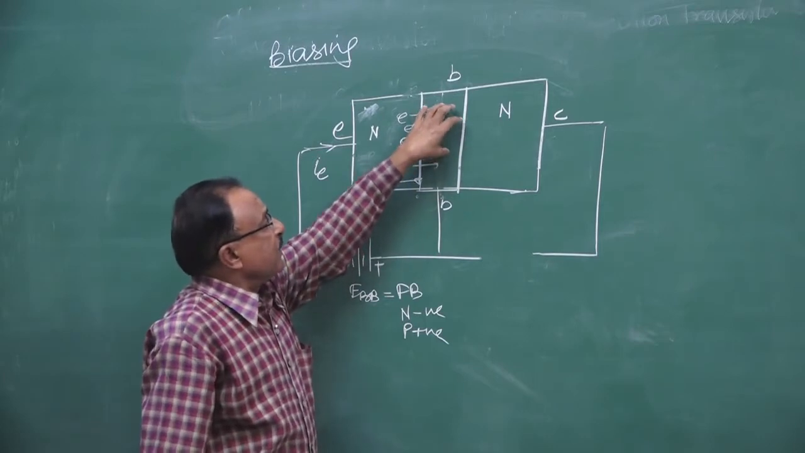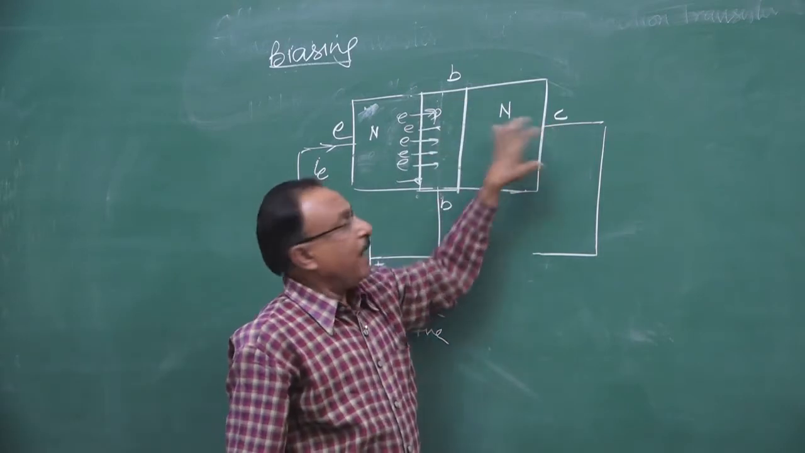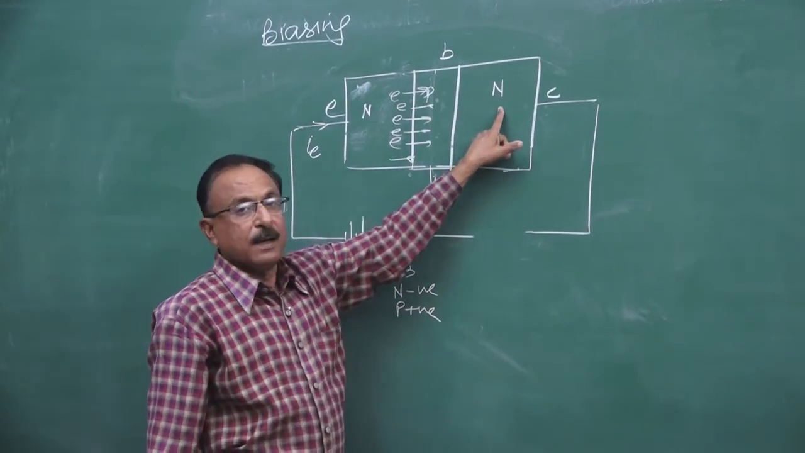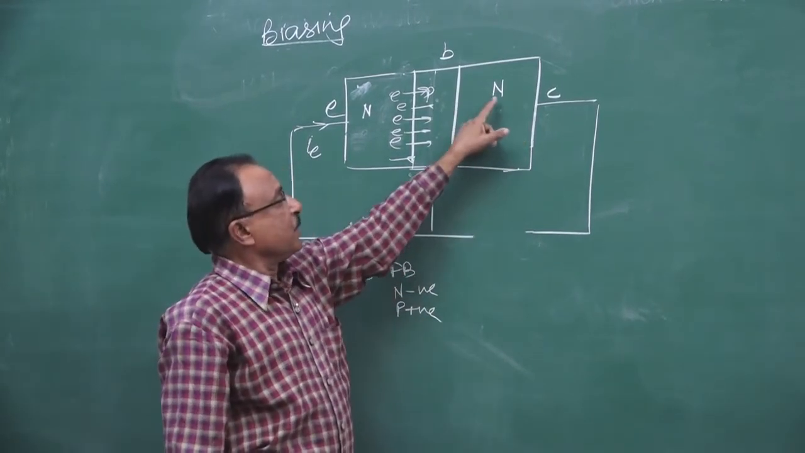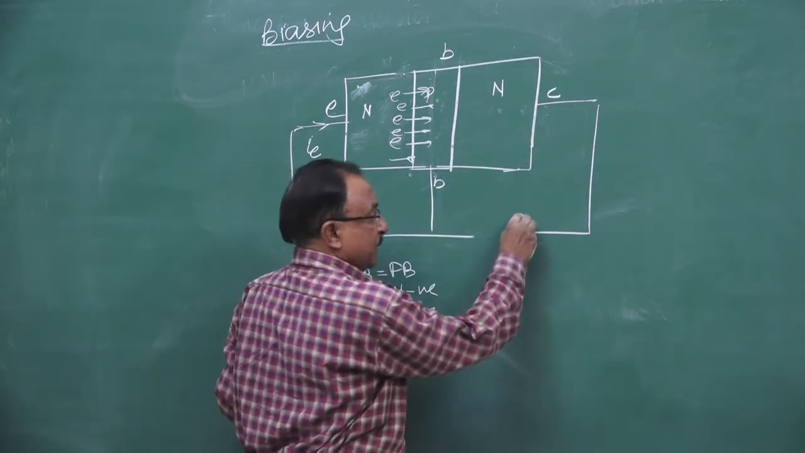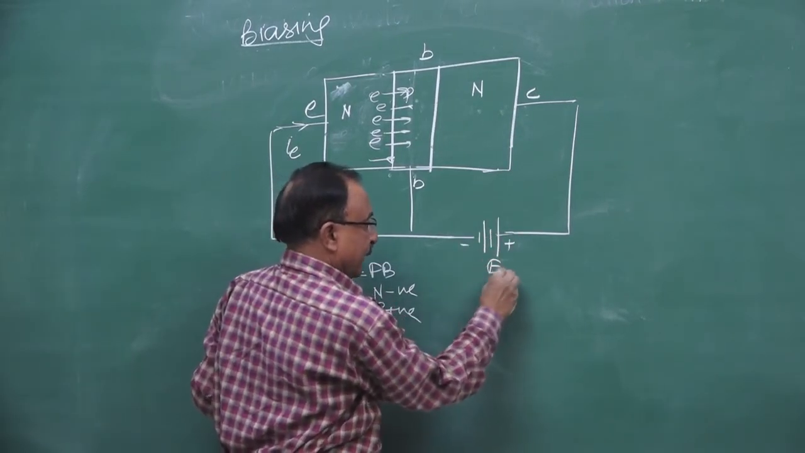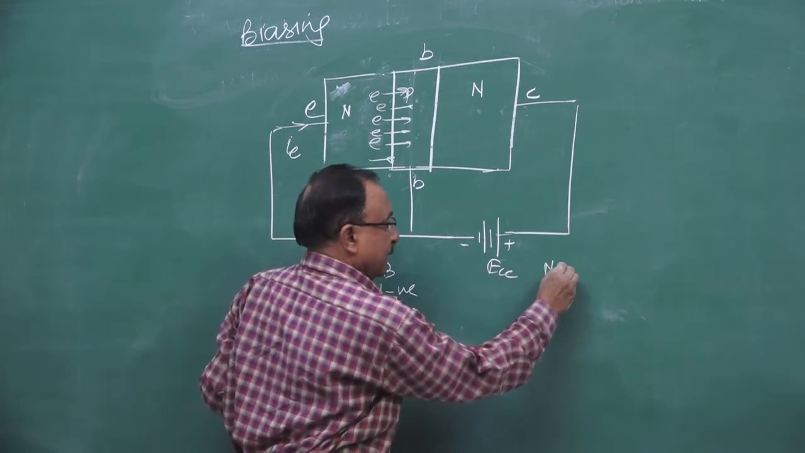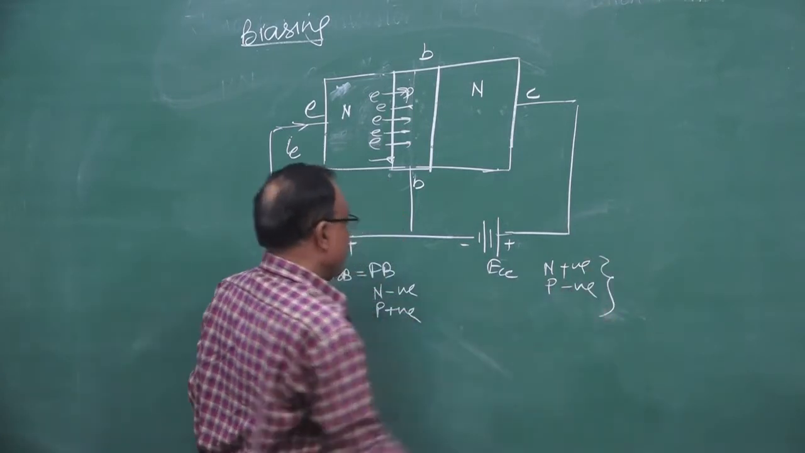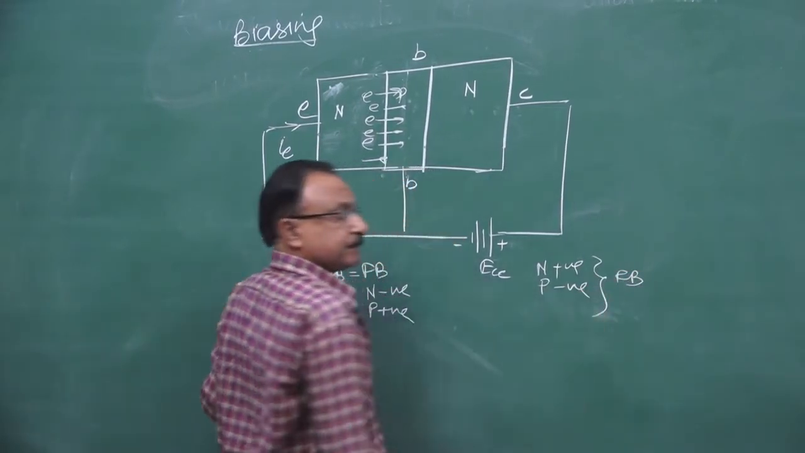Now, when these electrons reach the base region, we require them to be collected at the collector. Again, we have to connect another battery across base and collector. This time, because you require to collect electrons at the collector, the collector terminal must be positive and the base terminal must be negative. This is the collector biasing, with N positive and P negative. Now what type of biasing is it? N positive, P negative, it is a reverse bias.